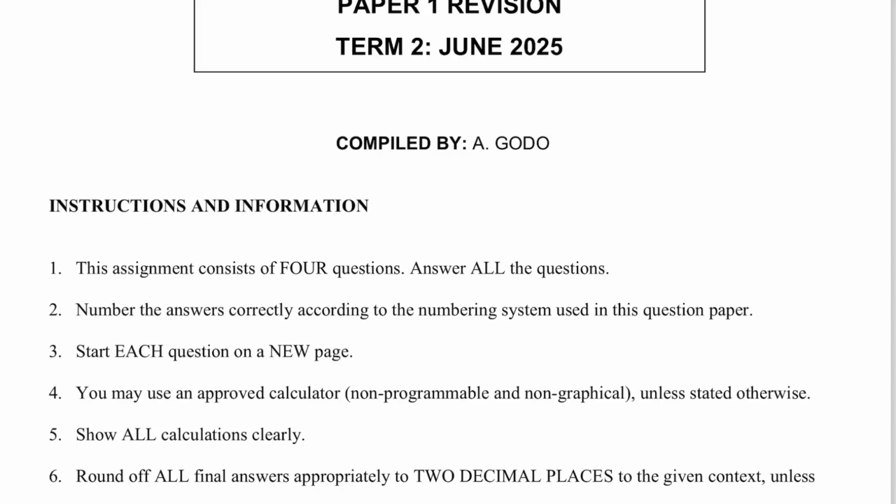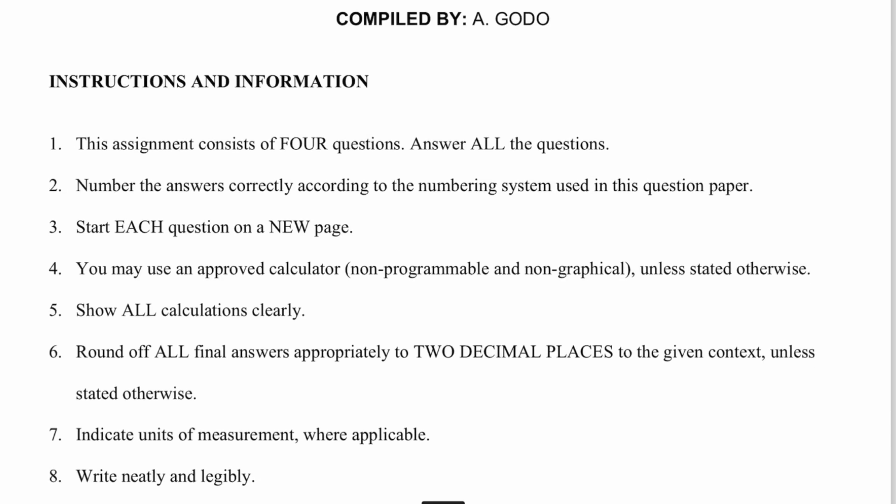Guys, let's look at the paper 1 revision. Very important, grade 10s: you look at the instructions. We have 4 questions, and these 4 questions you need to number correctly, start each on a new page, use the calculator, and show all your calculations clearly. Whatever you do, show calculations, guys.